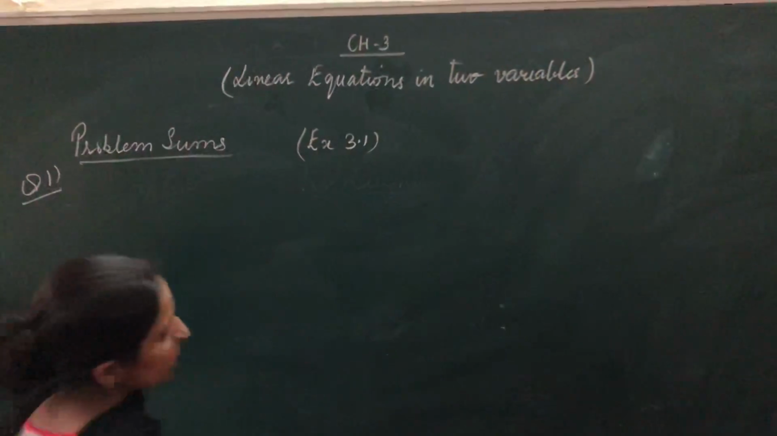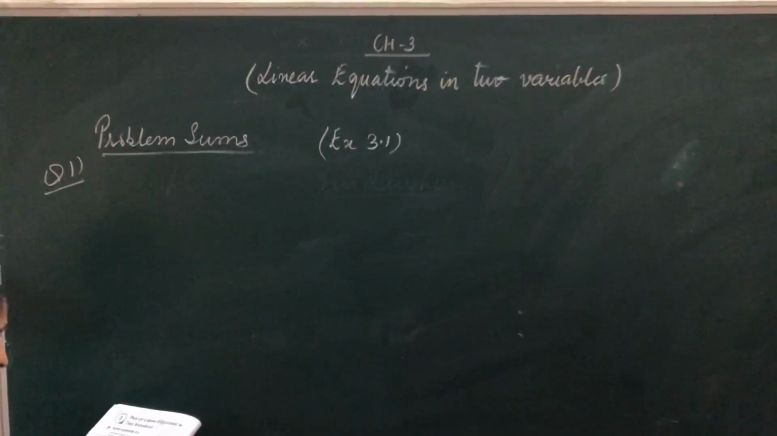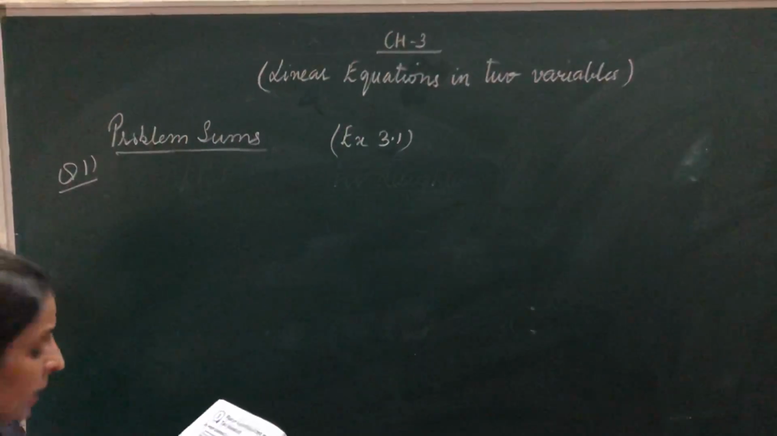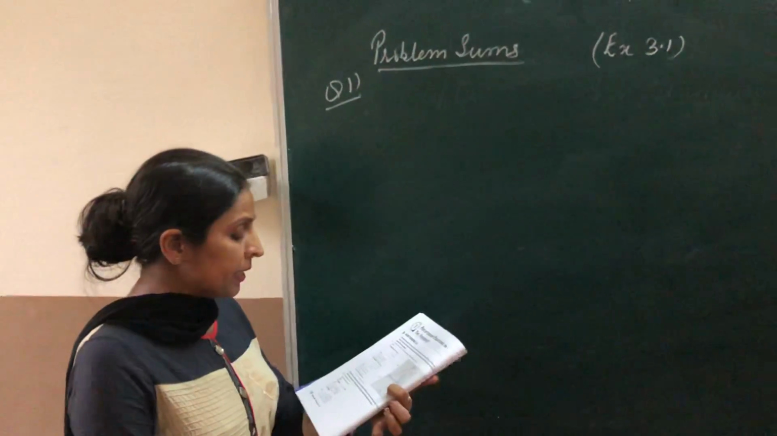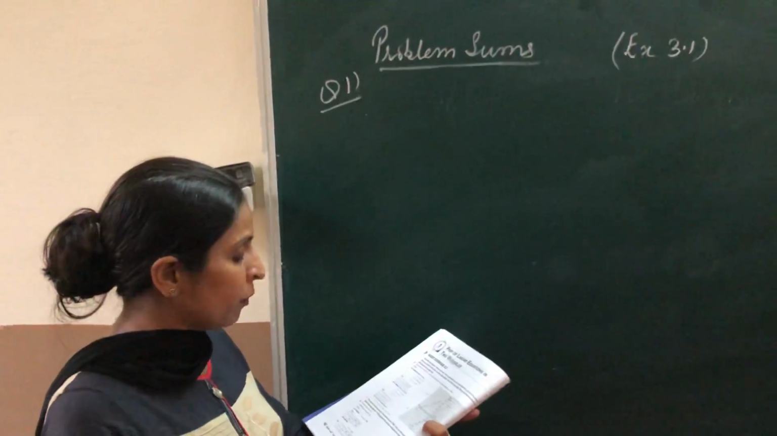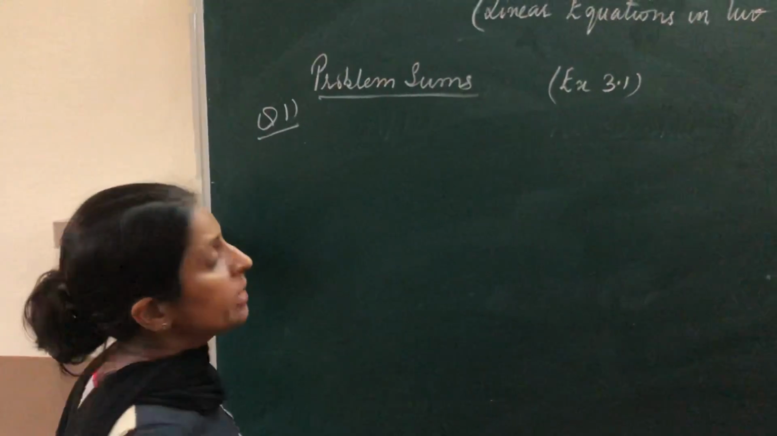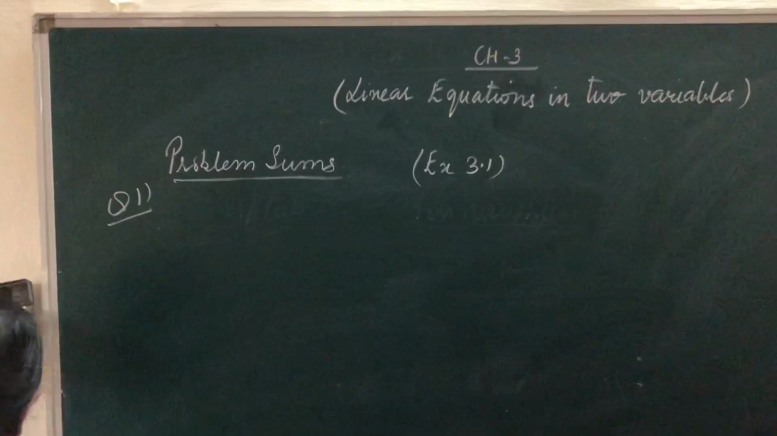Then we have question number 2. The coach of a cricket team buys 3 bats and 6 balls for rupees 3900. Later she buys another bat and 3 more balls of the same kind for rupees 1300. Again you have to represent the situation algebraically and geometrically.